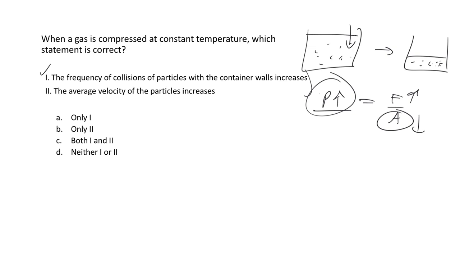So the only thing that can change the average velocity of our particles is temperature. If I want to increase the average velocity of our gas particles, I can increase temperature, but I'm not changing the temperature when I compress a gas here. So I'm compressing the gas at constant temperature. And because temperature is constant, the velocity of the particles has to be constant. So the average velocity of the particles has to remain the same. The particles are still moving around with the same velocity, even though we've increased their pressure.